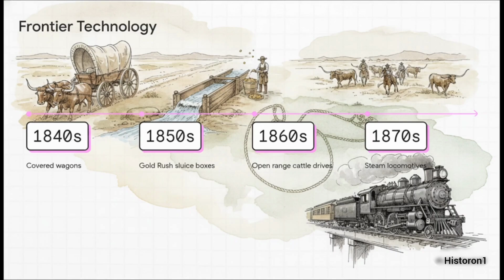The 1860s bring the massive logistics of open-range cattle drives. And then, just a decade later in the 1870s, everything rapidly accelerates with the arrival of powerful steam locomotives on steel rails. It completely transformed in just a few short decades.